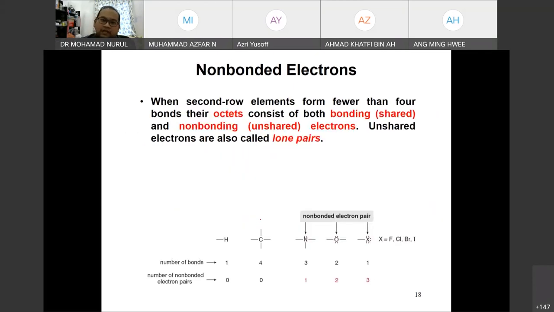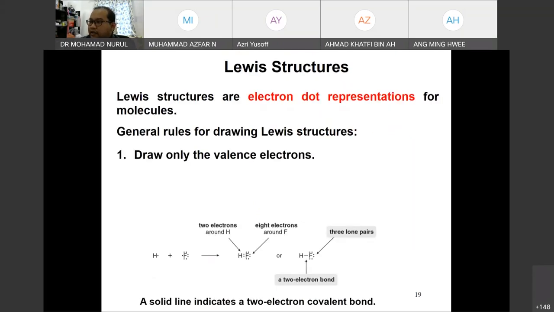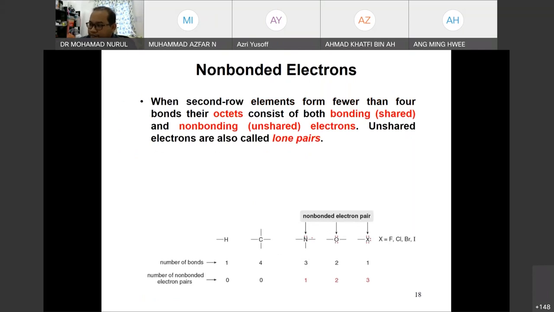Non-bonded electrons: when second row elements form fewer than 4 bonds, their octet consists of both bonding and non-bonding electrons. The non-bonded electrons are called lone pairs. For example, we have this one, nitrogen, with one lone pair, and oxygen, which has two lone pairs here, and this one has three bonds. This one, X, refers to fluorine, element number 7A or 17.